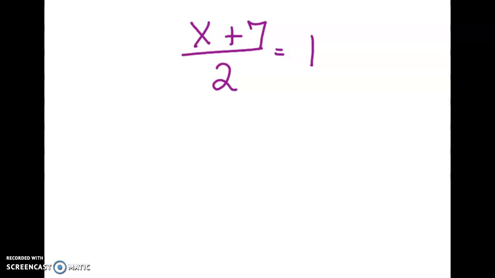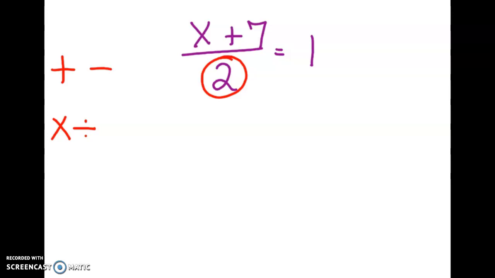So we have x plus 7 divided by 2 equals 1. Now, as I said, normally we do adding and subtracting first, and then we take care of multiplying and dividing. But in this case, that plus 7 right here is inside of that large fraction. Therefore, we can't take care of the adding and subtracting first as we normally would. So we need to get rid of this 2 first.